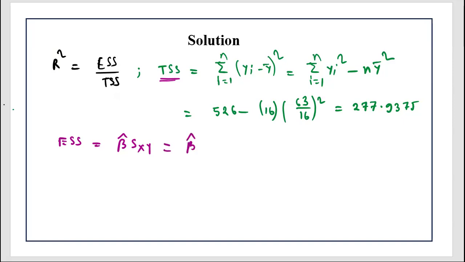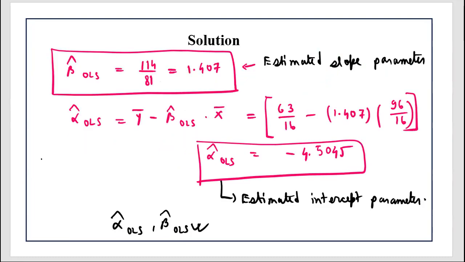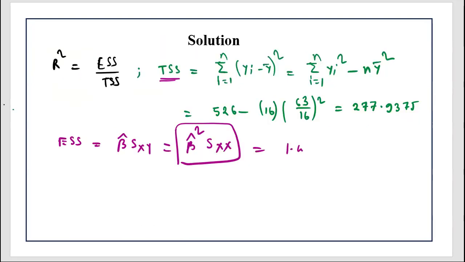So this can be again written as beta cap square SXX. They are the same formula. Beta cap SXY is the same as beta cap square SXX. We will use this particular thing here. Beta cap square means beta cap OLS whole square. See what was beta cap OLS? This is simply 1.407, and the whole square of that.